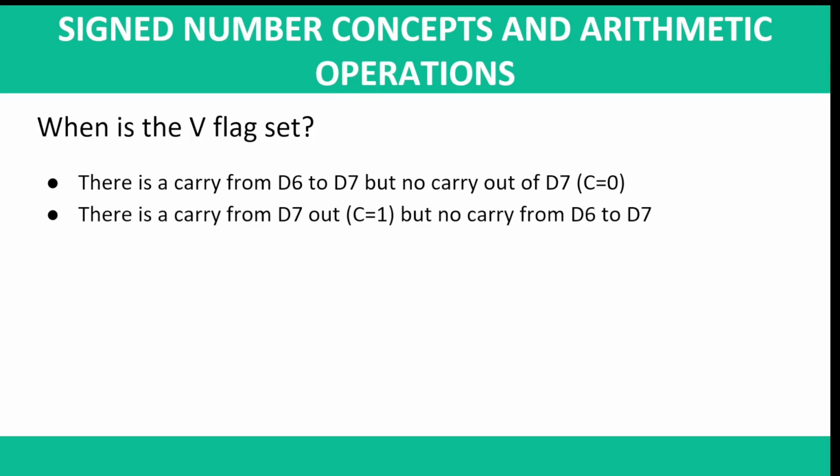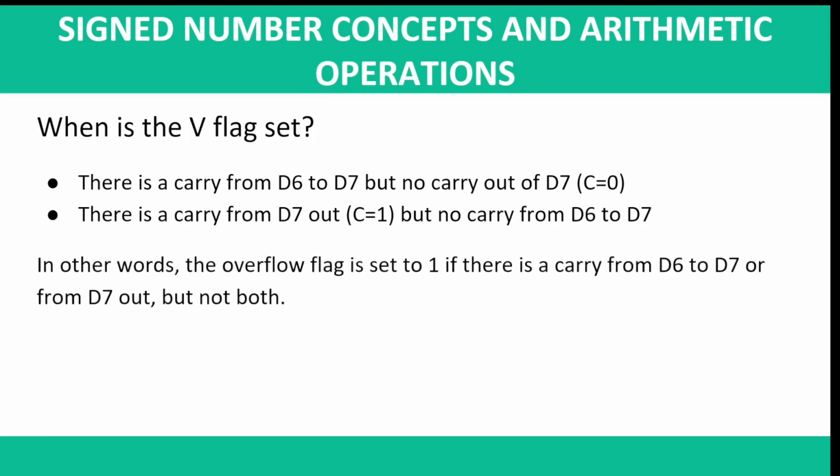And the other, pwede po siya, there is a carry from the last digit D7 but no carry from D6 to D7. So either of these two could set V equal to 1. If there is carry from D6 to D7 or from D7 out, but not both, either ra sa ilahang duha, then we can set the V flag equal to 1.